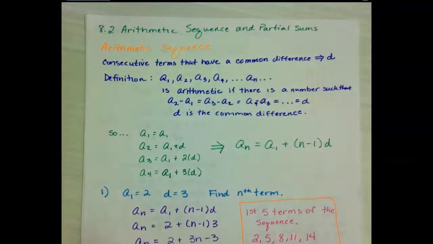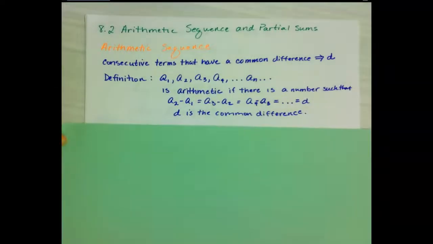Hi, today we're looking at section 8.2, Arithmetic Sequence and Partial Sums. So we're going to go through some new notation today and work through some problems and a few new models. So the first thing I want to look at is the definition for arithmetic sequence.